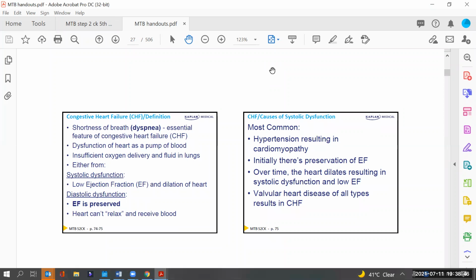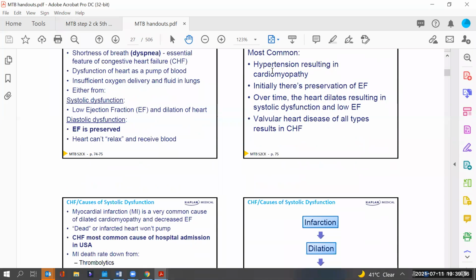So whenever we have to say that it's a systolic dysfunction, we will always see that, of course, blood pressure will be raised. And secondly, the ejection fraction should be below 55. Because once you have a recall, once you have a question, you will always see it's below 55. Now, valvular heart disease of all types results in congestive heart failure. So if the patient is already having any congenital valvular problem, you can say, maybe this is the etiology. This is a reason for this systolic dysfunction, congestive heart failure.